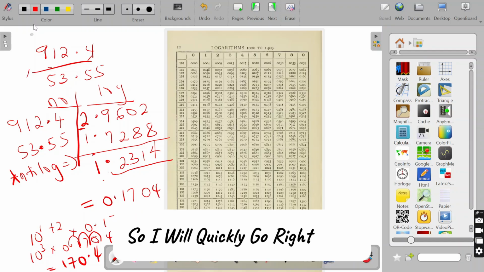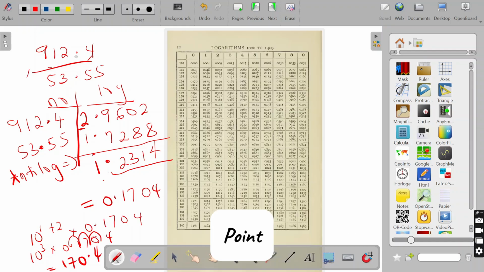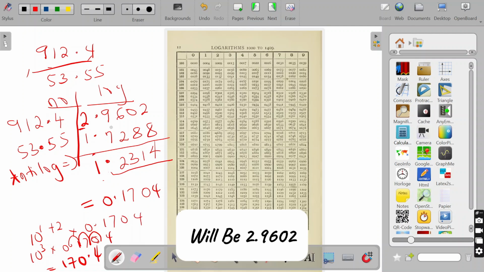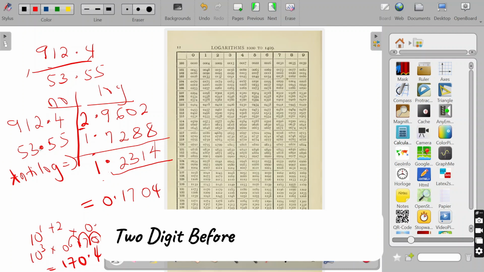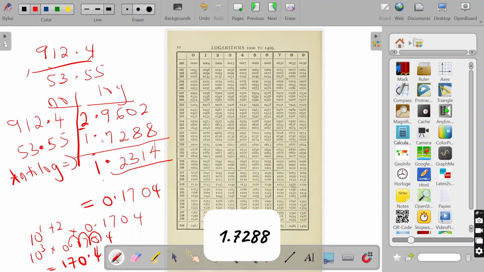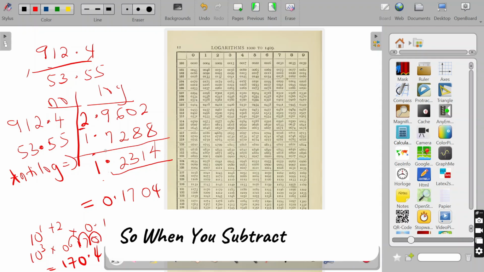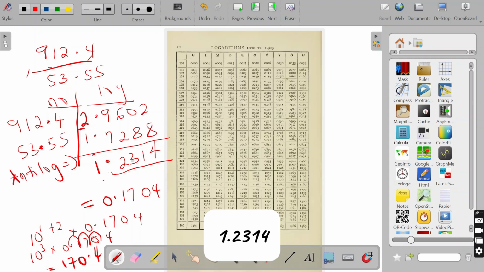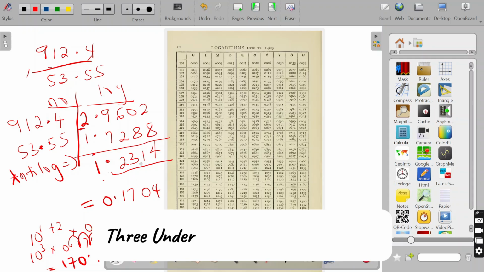So I'll quickly go over it again. With 3 digits before the decimal point, you have to remove 1, so that will be 2.9602. With 2 digits before the decimal point, you remove 1, so you have 1.7288. When you subtract, you get 1.2314. Then the antilog of 0.23 under 1, difference 4, is 0.1704.